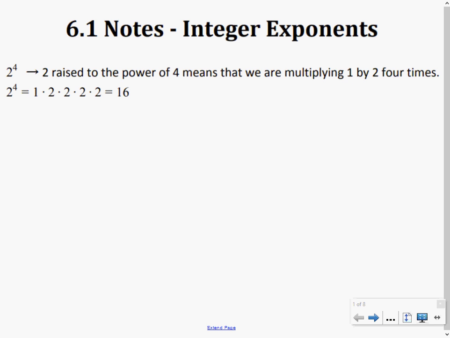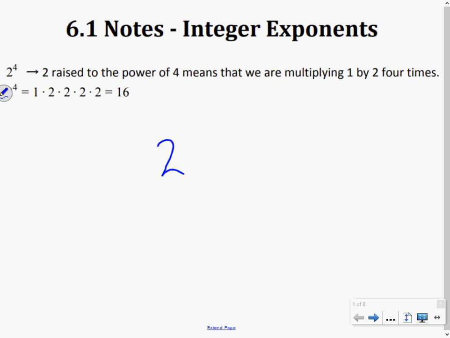Hi everybody, this is going to be our first chapter 6 video going over the 6.1 notes, and we're going to be talking about integer exponents. So let's talk about what an exponent is. Okay, let's say we have 2 to the 4th power. What that means is we are going to take that base of 2.